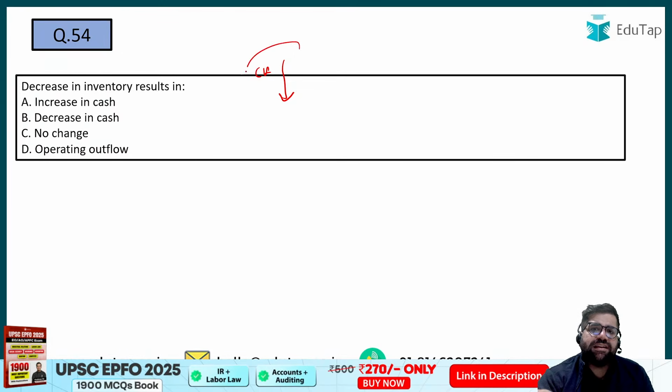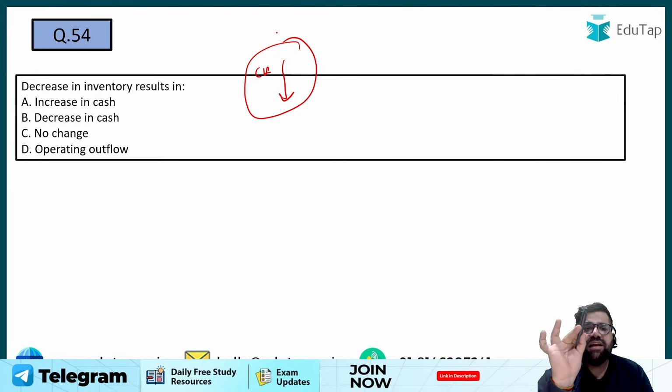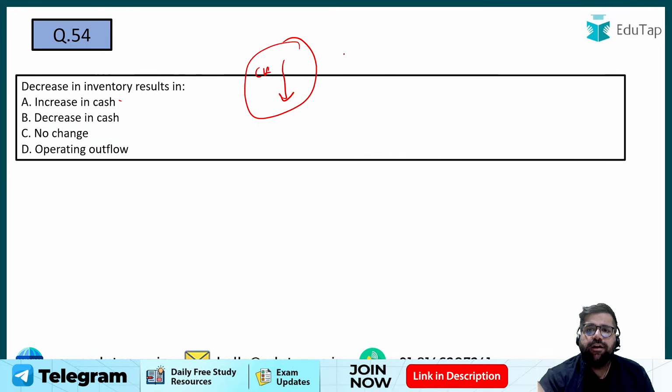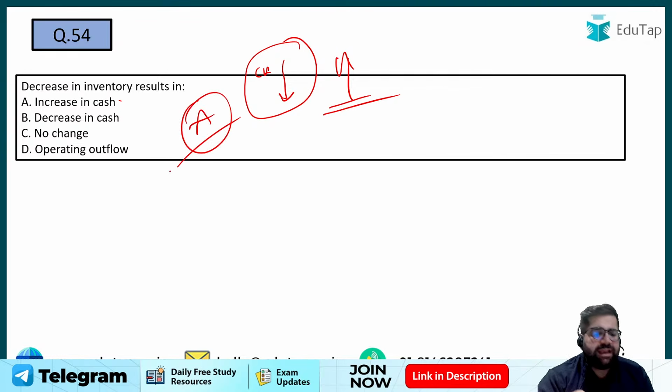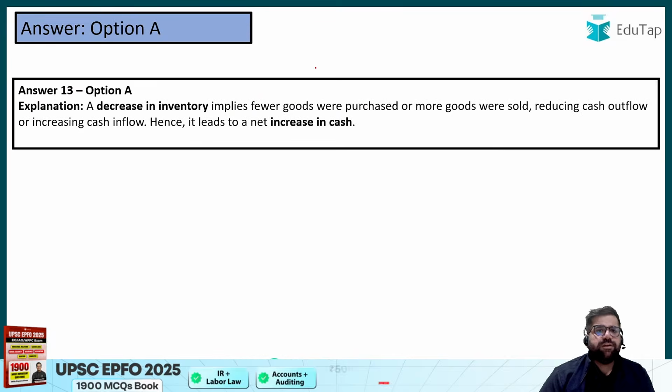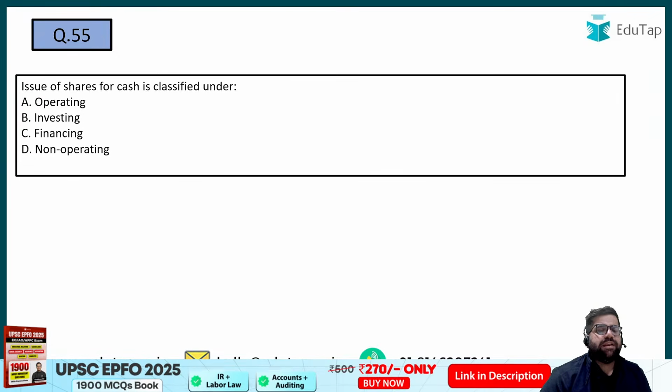A decrease in current asset, inventory is a current asset, will result in increase in cash. So my answer will be option number A. My answer will be option number A. Right?